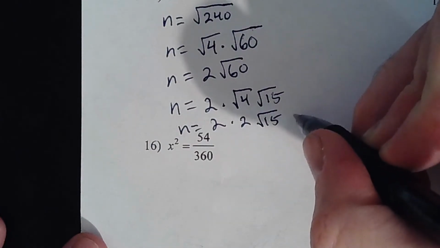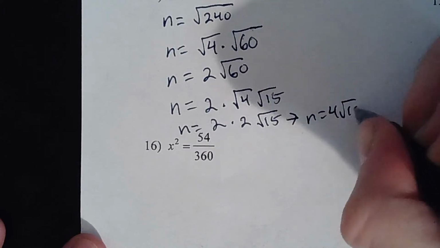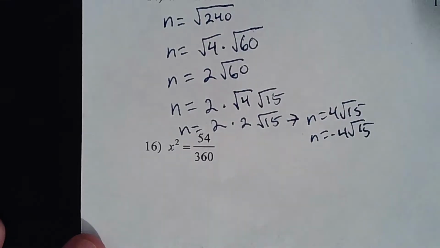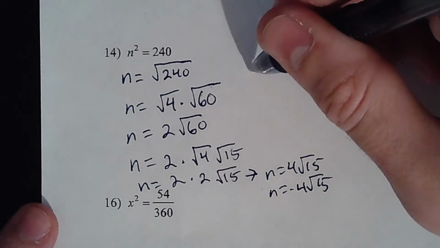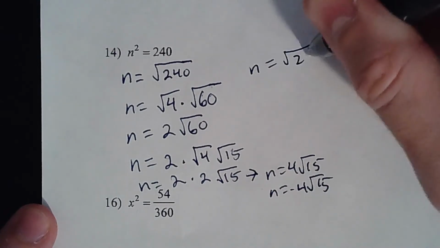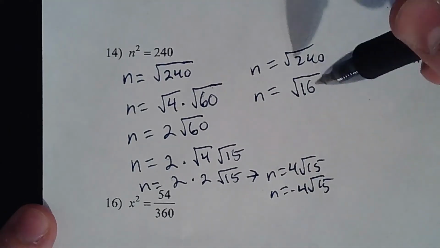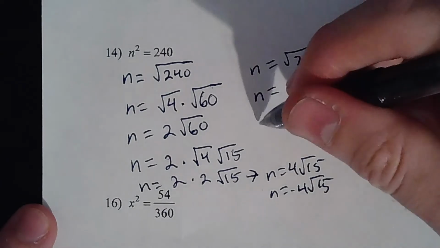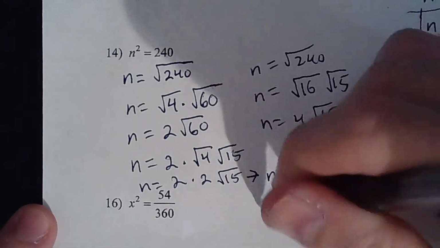So for a final answer here, we have n equals 4 square root 15. Do not forget the negative answer. But again, you could have done this faster. If I had my calculator, I would have been able to check right away that instead of doing n equals square root of 240 and then doing the 4, I could have easily done n is the square root of 16. And it turns out that 16 multiplied by 15 is 240. So n is the 4 rad 15 there. You get the same exact result either way.